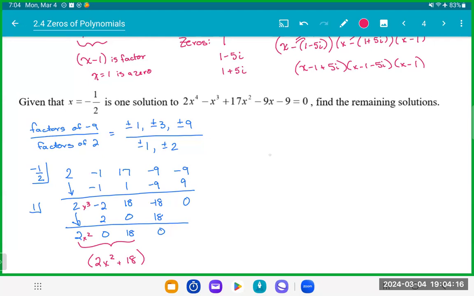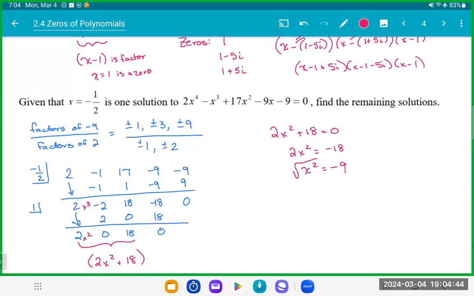So if we come up here and we say 2x squared plus 18, set that equal to 0 so that we can find out what the zeros are. We can subtract 18 from both sides. So we get 2x squared equals negative 18. Divide both sides by 2. We get x squared equals negative 9.